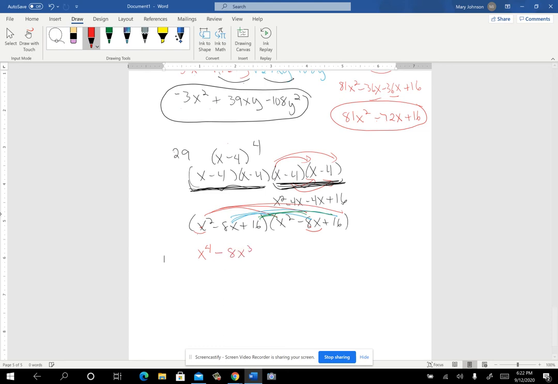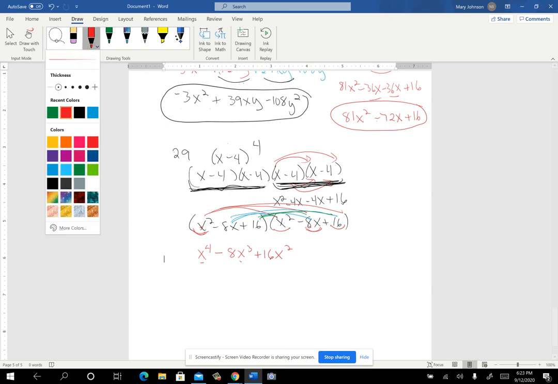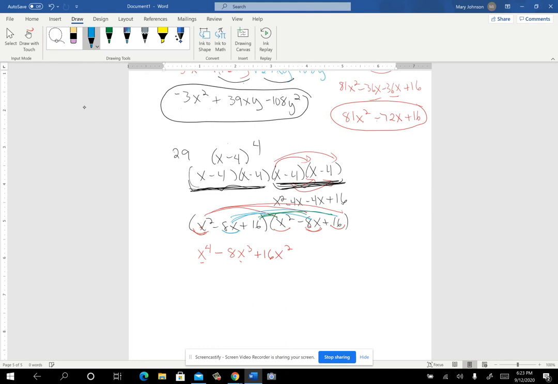Okay, so I did x squared times x squared, got x to the fourth. X squared times negative 8x, negative 8x to the third. X squared times 16 is plus 16x squared. Okay, so I'm done with the x squared. I'm moving on to the negative 8x. So now I'm taking negative 8x times the x squared. Negative times positive is negative. That would be 8x to the third.